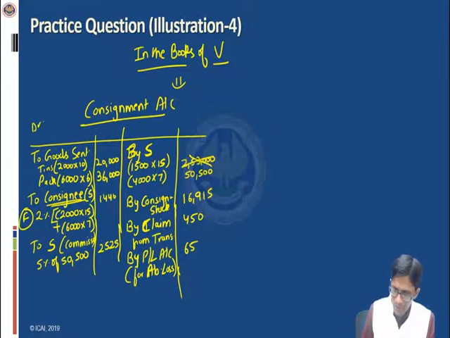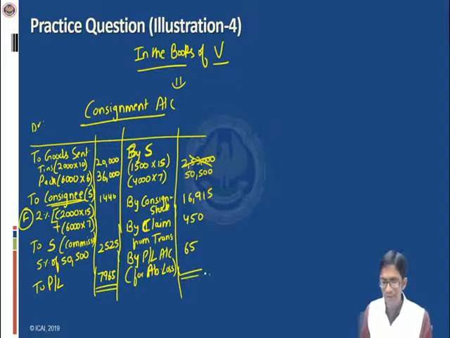And if now I wind up the consignment account and calculate whether we have received profit or loss, then 50,500 plus 16915 plus 450 plus 65 minus 20,000 minus 36,000 minus 1440 and minus 2525, which takes us to the final profit amount of 7965, and this profit will be taken to the P&L account finally, right? So this is the end of the consignment account.